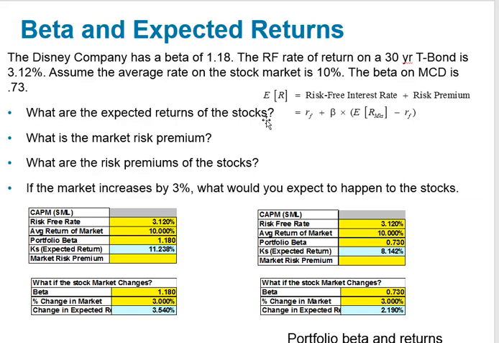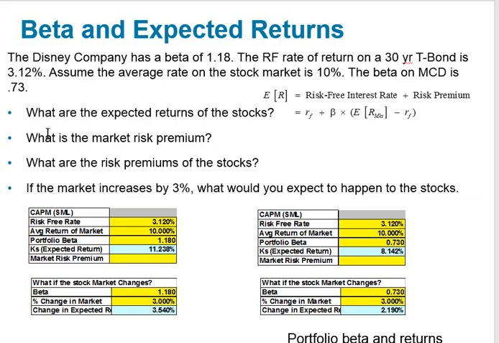What are the expected returns? If you input the risk-free rate, the average return in the market, and the beta, we see that you would expect on average to get 11.2% if you invested in Disney, and you would expect 8.14% if you invested in McDonald's.